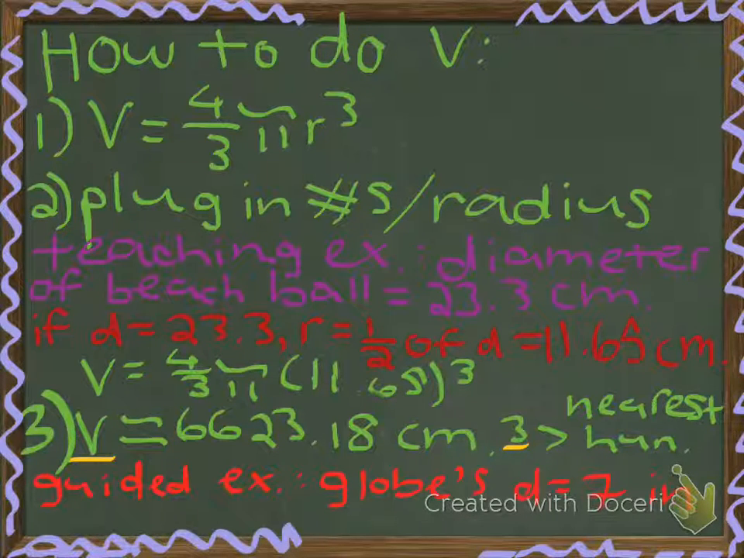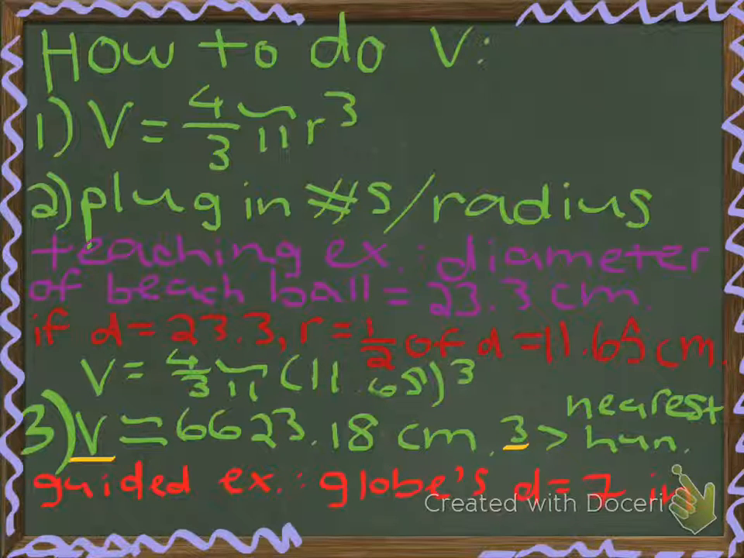Now the last step you have to do here is you have to solve. So volume is approximately 6623.18 centimeters to the third power, or cubed, to the nearest hundredth when you calculate it. And you have to remember that now, since it's not surface area, you're not squaring anything. This is volume, so you're cubing your answer. And you have to remember the unit is centimeters, because I wrote in my example, beach ball equals 23.3 centimeters. So your final answer for this example is approximately 6623.18.